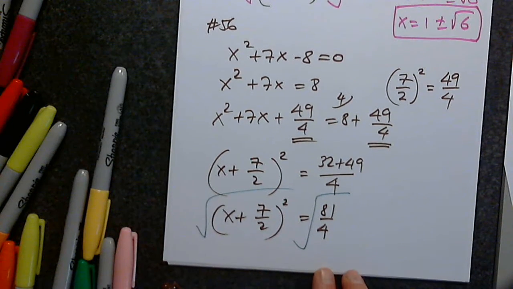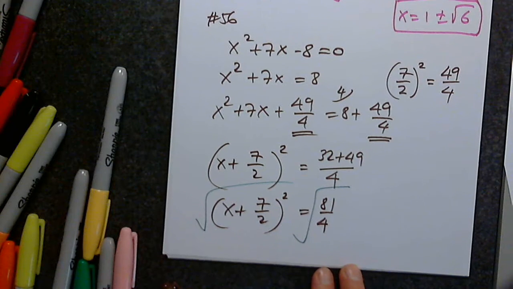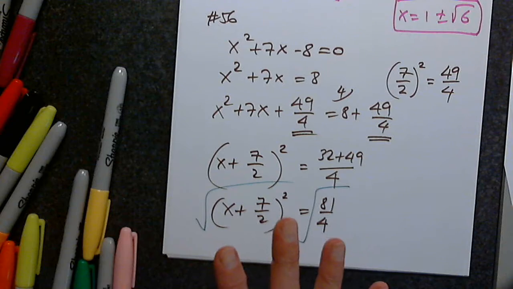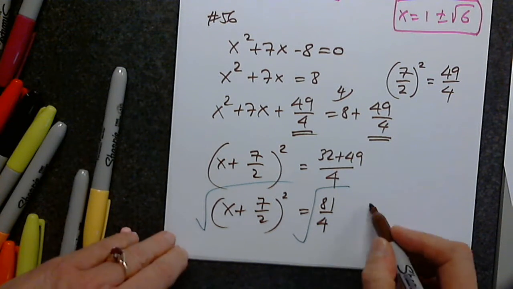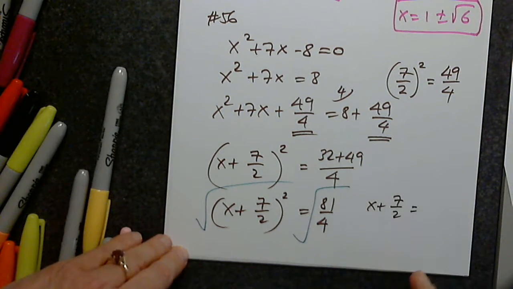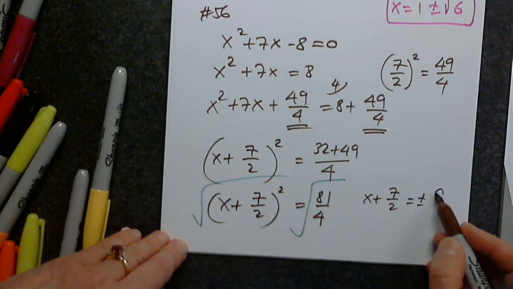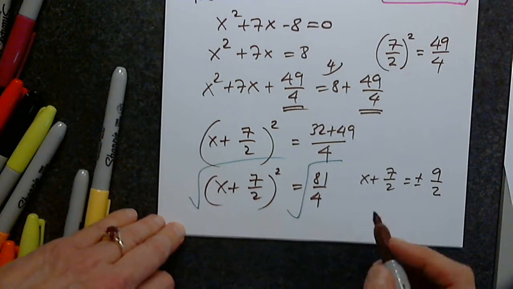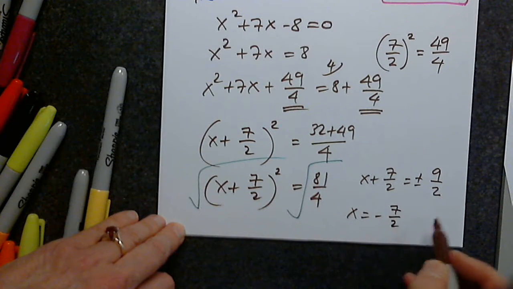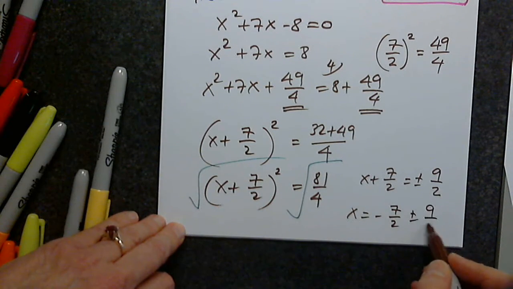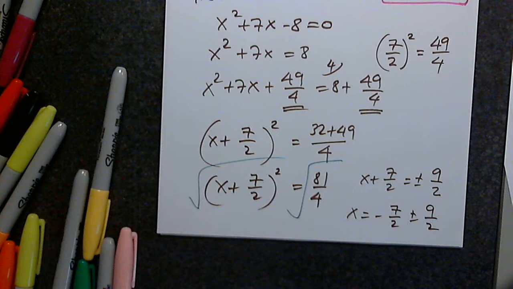I'm sorry? Sufficient as a number, yes. We didn't finish. So just give me one more second. So this is x plus 7/2 equals plus or minus 9 over 2. Excellent. So then x equals negative 7/2 plus or minus 9/2. We need to separate them, and we need to simplify them.